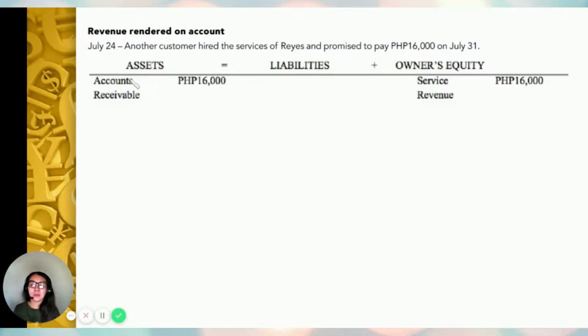What is accounts receivable? This is the account that we use for customers' payables. We already gave the service to them, but they haven't paid us yet. So we record it as accounts receivable. Okay, so the amount of accounts receivable is 16,000 because that customer promised to pay 16,000, which is the amount of service that Reyes gave. So 16,000 on our left side and then 16,000 on the other side of the equation.